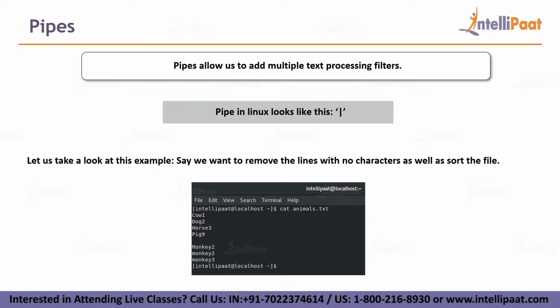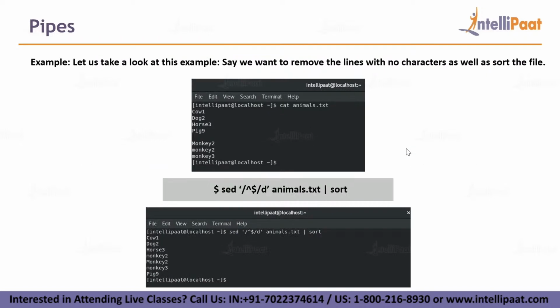So you can see now they are doing the same thing, cat animals. Say we want to remove the lines with no characters as well as sort the file. So let's check out the output. Let us take a look at this example. There is a space here, and as you can see, it is not sorted.